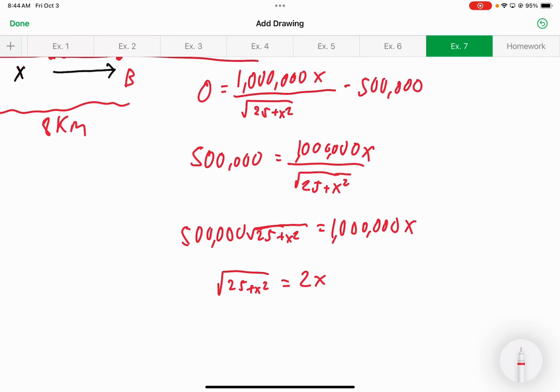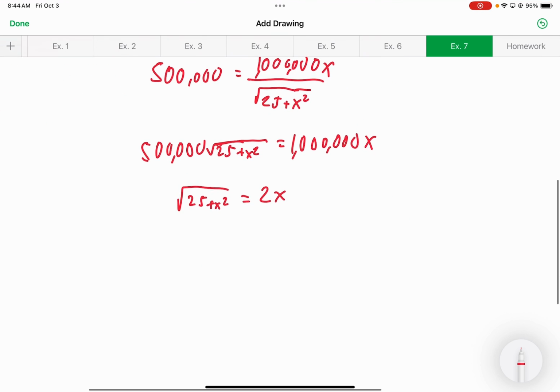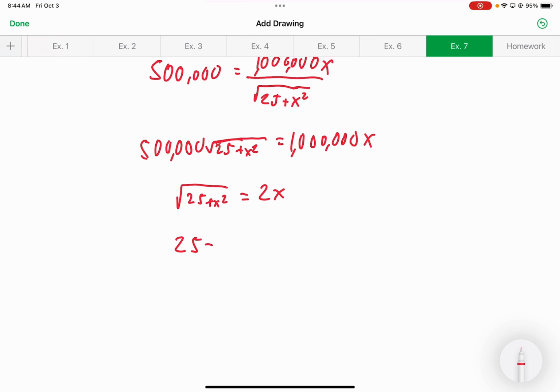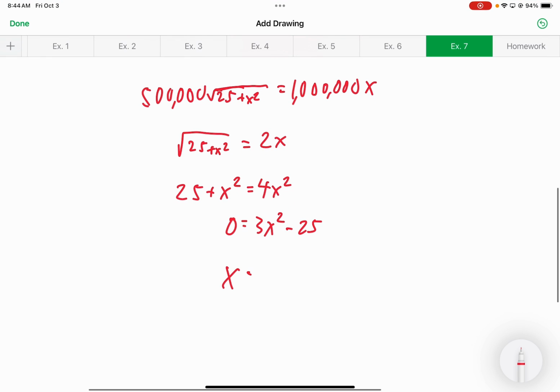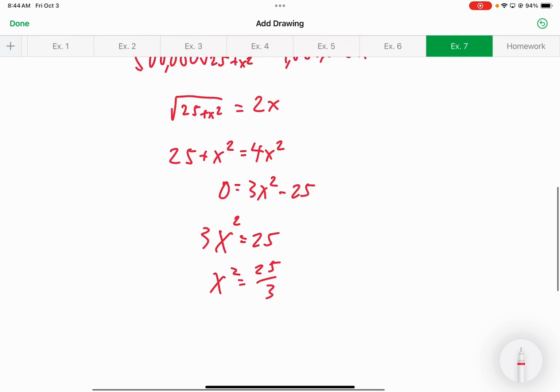Okay, I still got to get x by itself, so I should square both sides. All right, I'm getting there. I'm getting to a convenient place. 25 plus x squared equals 4x squared. And then subtract, set it equal to 0. So 3x squared minus 25. If I subtract both pieces to the right, then 3x squared equals 25. Let's just take our time. X squared equals 25 over 3.